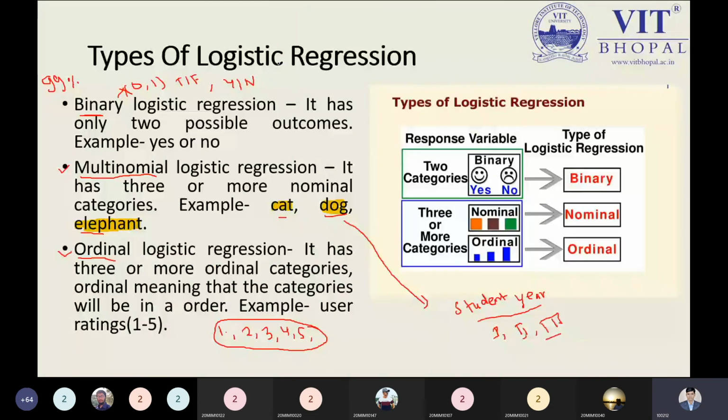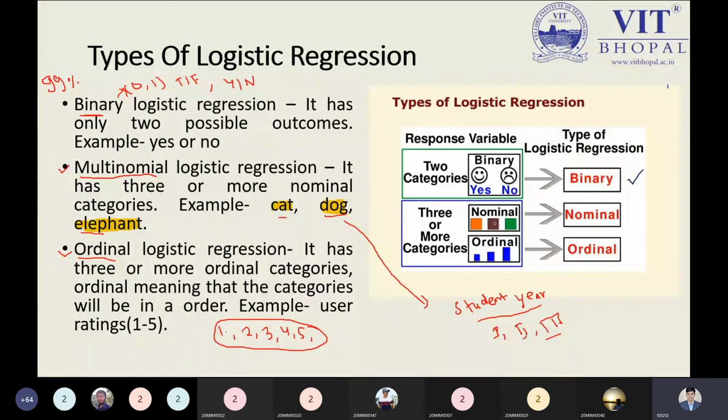Students asked me, sir, what are the logistic regression types? Before starting the class and during today's lecture, I have already spoken many times. Two categories we have: yes or no, 0 or 1, true or false. So we can say this is considered the binary class. But three or more categories we can consider nominal, for example the three student branches: cybersecurity, AIML, and core CS. So that comes under the nominal.